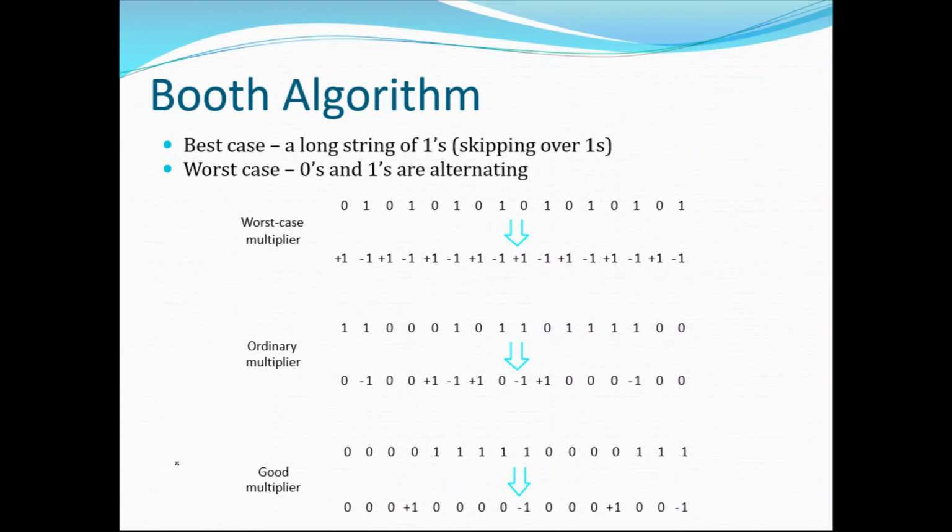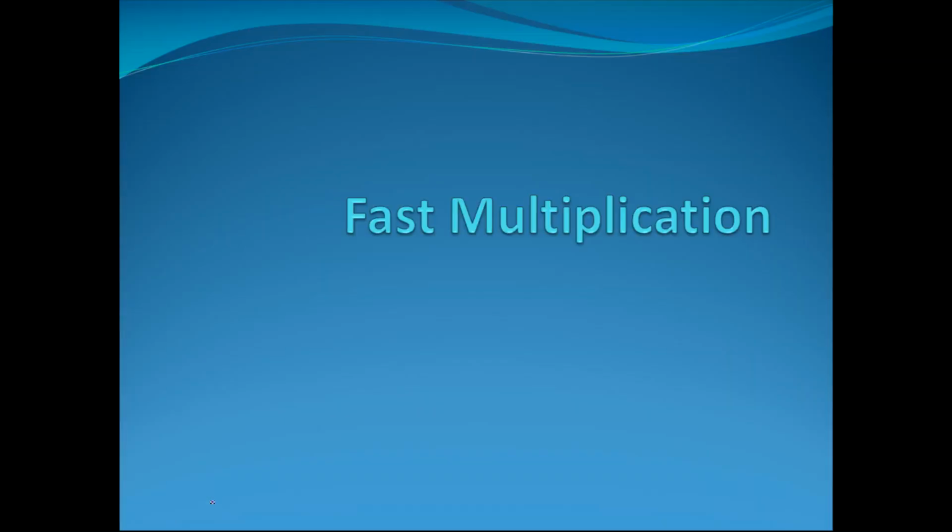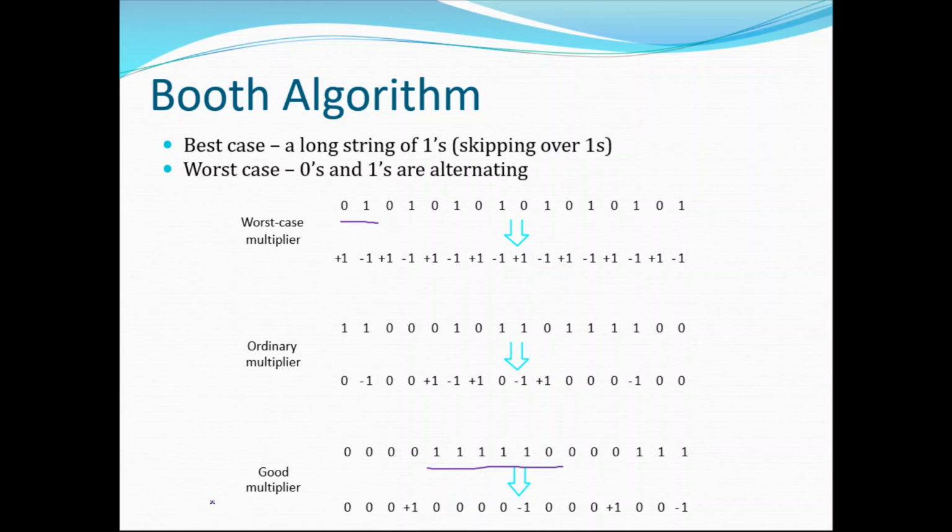So this is just an analysis of Booth's algorithm. Booth's algorithm performs better when there are consecutive ones, and when there are alternating zeros and ones, Booth's algorithm performs in the worst way. So that's it about Booth's algorithm.